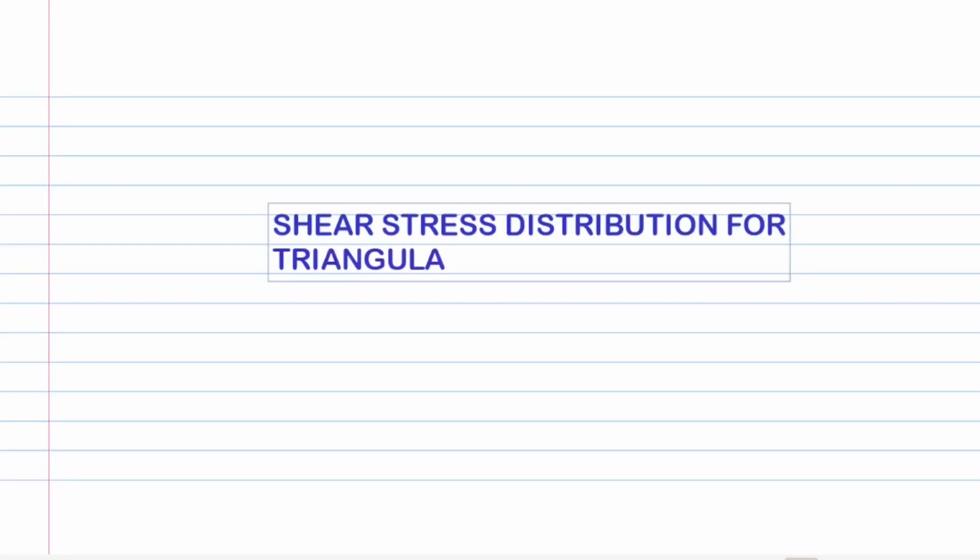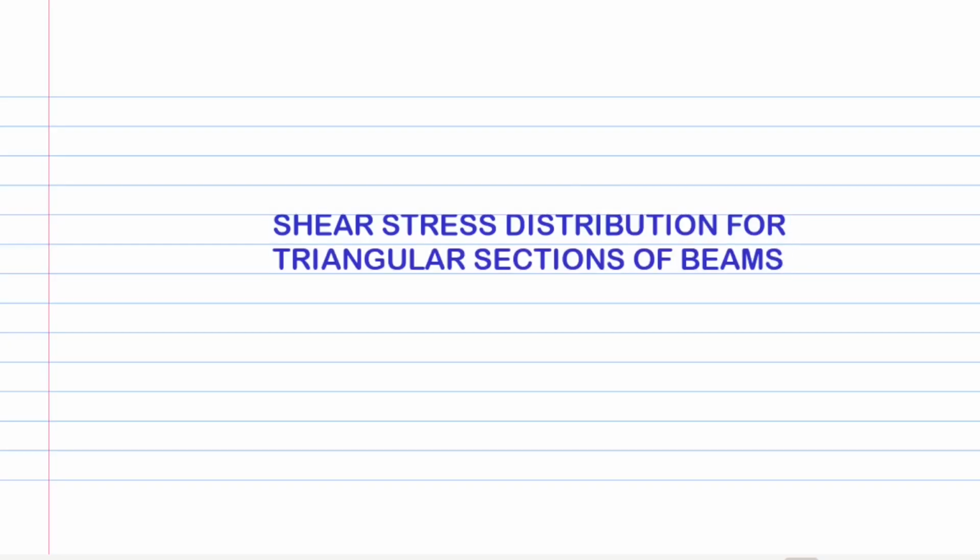Welcome. In this lecture, we shall study the shear stress distribution for triangular sections of beams. Let's draw a triangular section of a beam and show the neutral axis. An arbitrary layer is denoted by an elemental strip of infinitesimal thickness del x at a distance of x from the apex of the triangle.